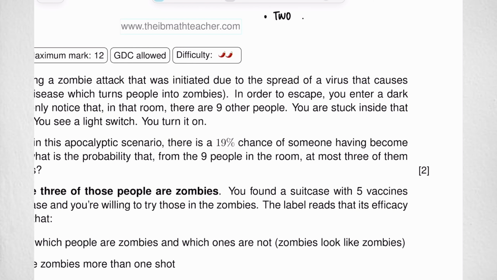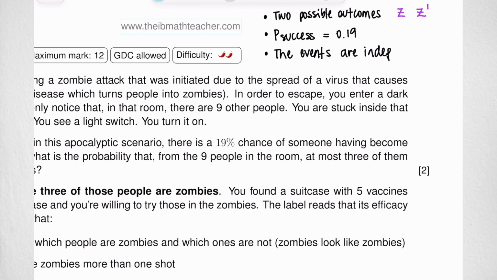Now, this is a typical binomial distribution. There are 2 possible outcomes, which are zombie and not zombie. The probability of success, which by the way is 0.19, the probability of being a zombie. I wouldn't consider that as success, but we can use that rationale. It doesn't change, the probability is 0.19 and that's it. And also the events are independent. Whoever got the virus and that's it.